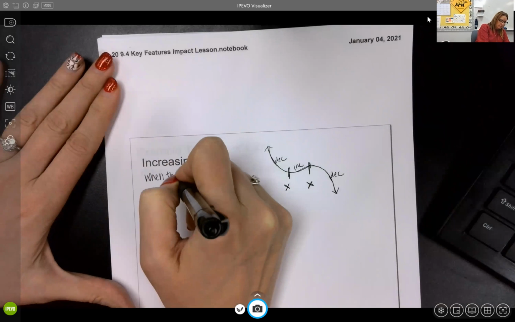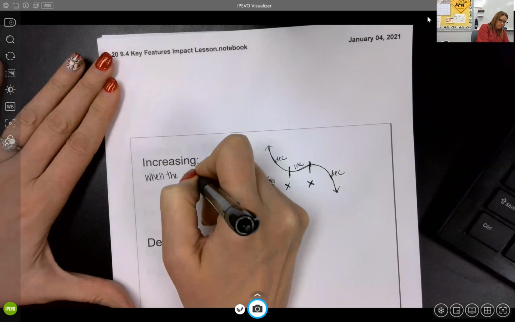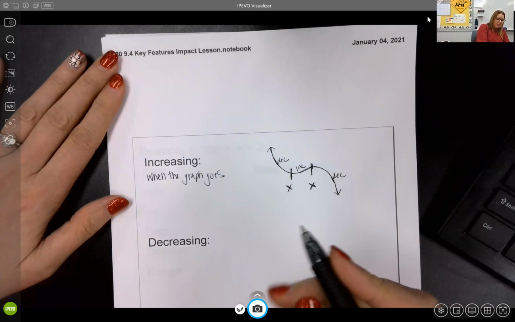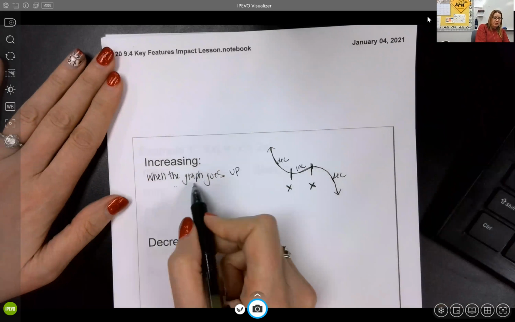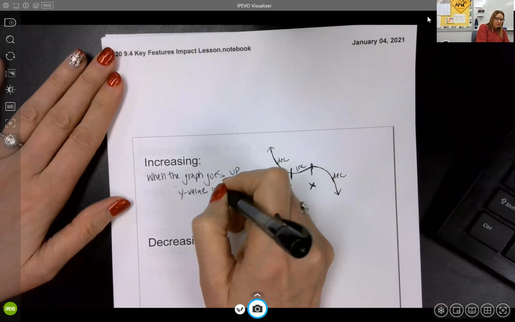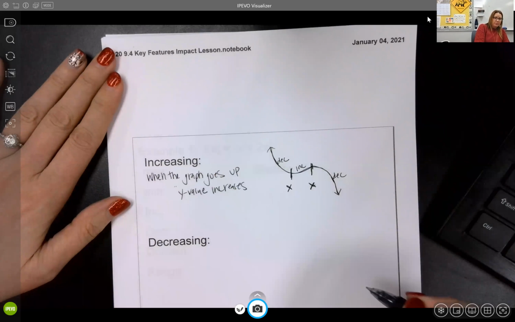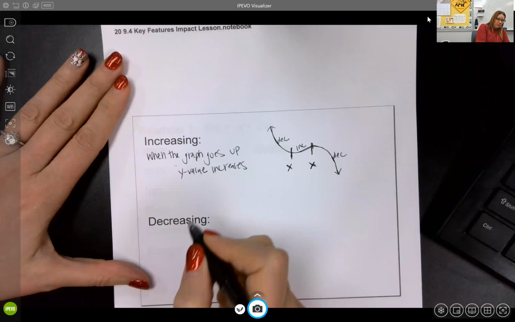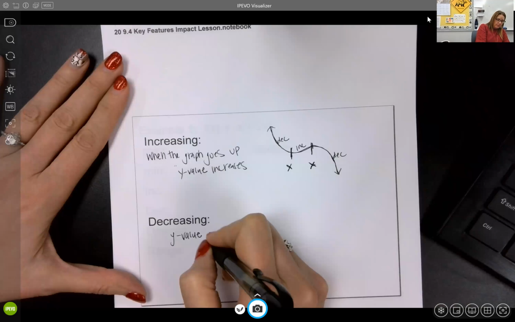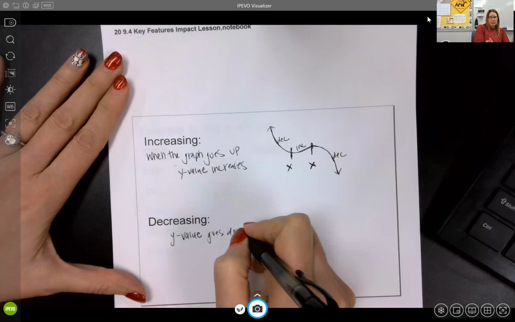Okay, so when the graph goes up, it's increasing. And when we talk about a graph, we're talking about the y value increases. Okay? And decreasing is when the y value goes down between two x values.